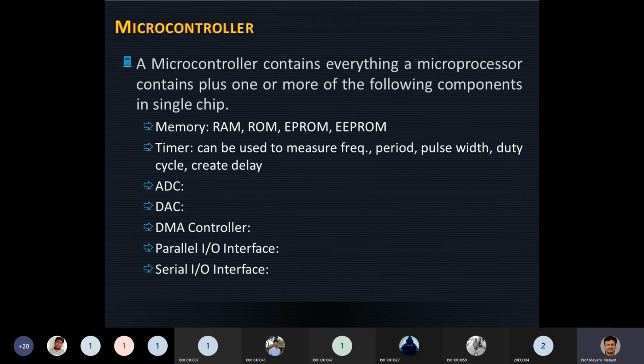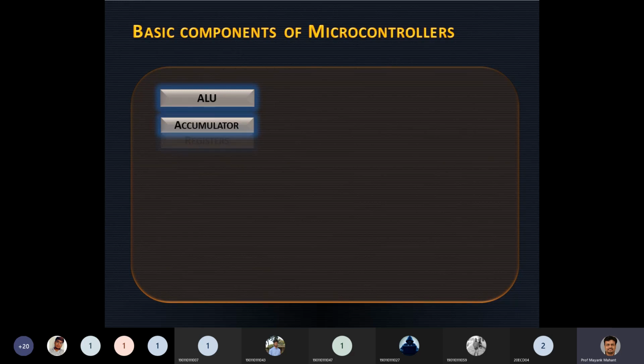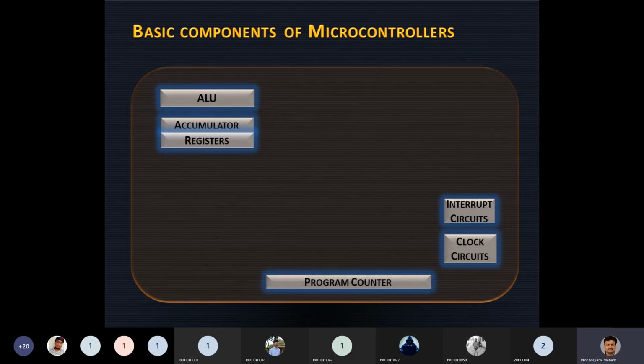But in case of a microcontroller, you need not have any kind of interfacing chips. So let us see what are the basic components available in the microcontroller. You will find that there are many common things available in the microcontroller. We already talked about an ALU. ALU is nothing but the arithmetic and logic unit. So yes, the arithmetic and logic unit is also available in a microcontroller.